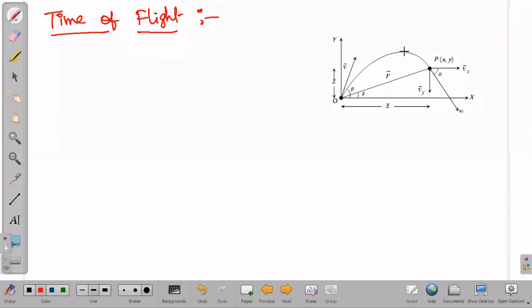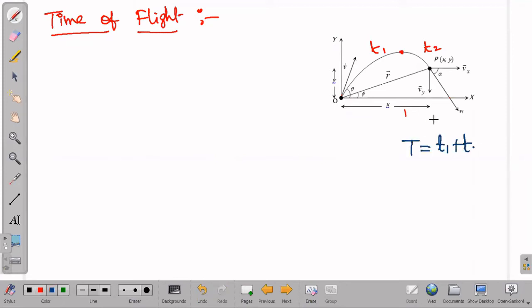And one more thing we can consider: it will reach some maximum point somewhere here. From this particular point to the maximum point, whatever time it has taken, we take as the time of ascent, T1 or TA. And the remaining time from this maximum point to the ground, we take as the time of descent, T2. Now the time of flight, capital T, we will write as T1 plus T2.